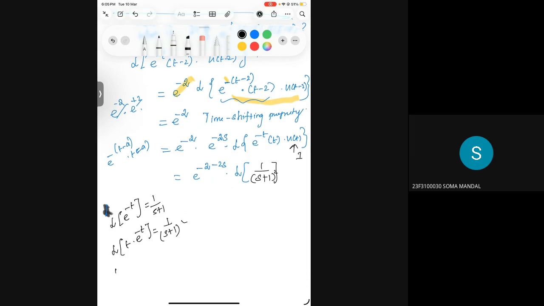If it is Laplace of t power n e power minus t, this is going to be 1 by s plus 1 the whole power n plus 1, right? So if it is 1, here it is 2. So it is n plus 1. So this is e power minus 2 into, I can write it like this, 1 by s plus 1 the whole square. Laplace won't come here because I have already taken Laplace. So only this. This is your answer.